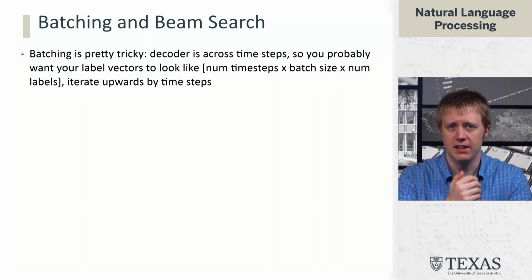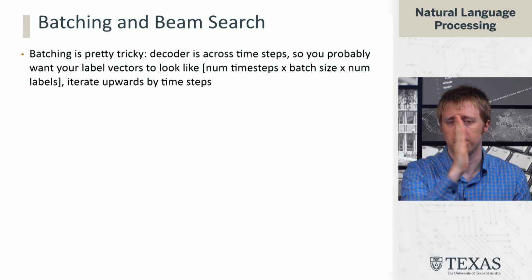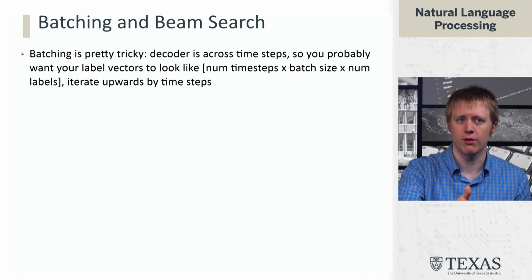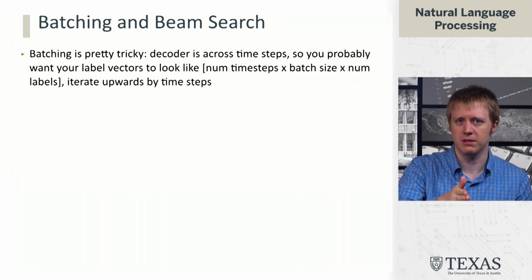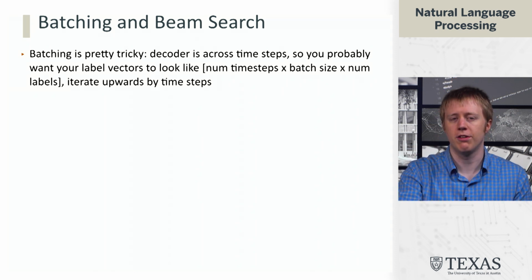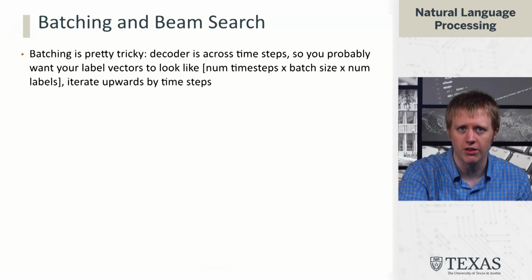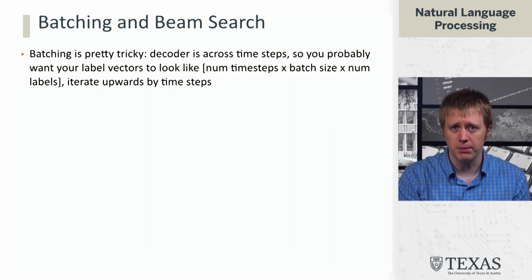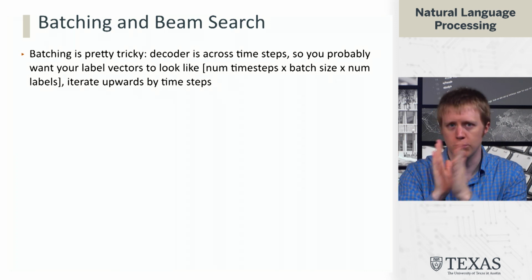Trying to implement this and batch it ends up being a little bit annoying. The decoder kind of ranges across multiple time steps. Like we have to run it for the first time step and then run it for the second time step. So typically what you need to do is process multiple examples in a batch in parallel, basically do all the first time step for everything in your batch, then all the second time step for everything in your batch, then all the third time step, etc. So it's a little bit different from the way we often think about batch processing, where you just do every example in the batch in one shot and then move on to the next batch.